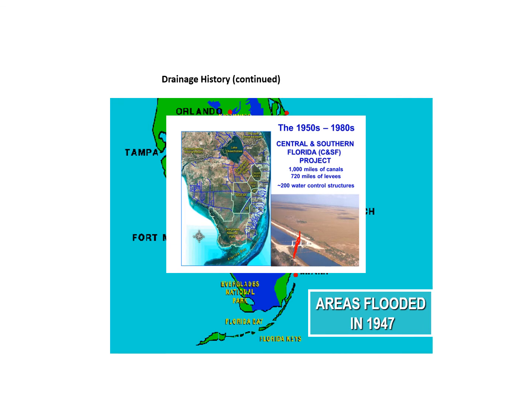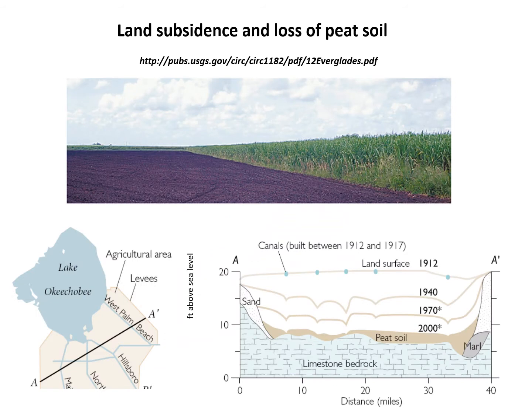So in the 50s through the 80s, there was the Central and Southern Florida project, with 1,000 miles of canals, 720 miles of levees, and over 200 water control structures. I don't know if you can see it here, but there's a water control structure. They're like artificial floodgates that you can lift and close to manage the water movement from canal to canal. Those were built during this time. The Army Corps of Engineers was involved with that.